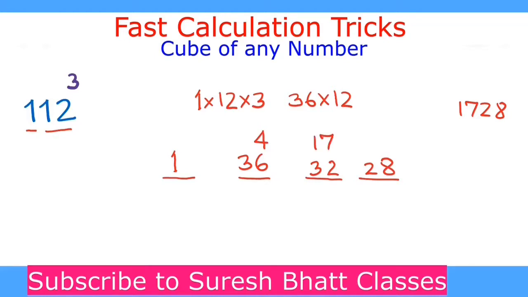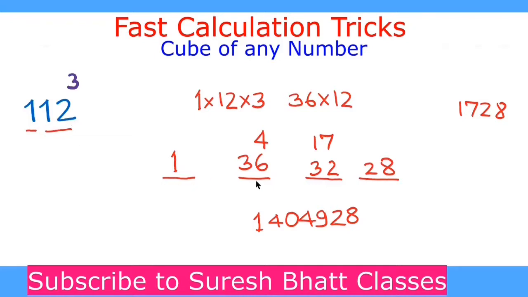Now we start writing the answer. We write 28 as it is. 17 plus 32 is 49. So we write 49, and 4 plus 36 is 40. So we write 40, and then we write 1 as it is. So our answer for cube of 112 is 1404928.